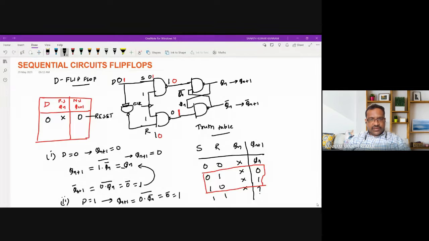No need to check for Qn plus 1 bar. Okay, so when D is equal to 1, what are you getting? That is Qn plus 1 equal to what? 1, you are getting 1. So that means when D equals 0, whatever may be the present state, you are getting 1. So this is nothing but the set state. This is nothing but the set state. Okay, so this is how you can find this out.